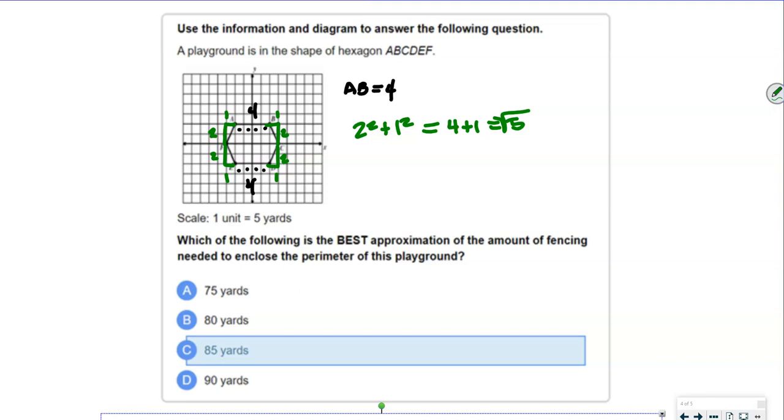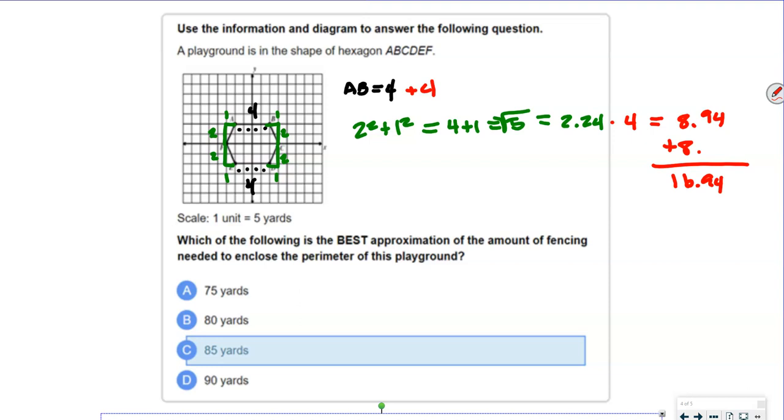So let me see, what is the square root of 5? The square root of 5 is 2.24. There's 4 of those, right? So we're going to multiply that times 4. So that's going to give us basically 8.94, okay? And then we're going to add another 8 to that, right? So that's going to give us 16.94.